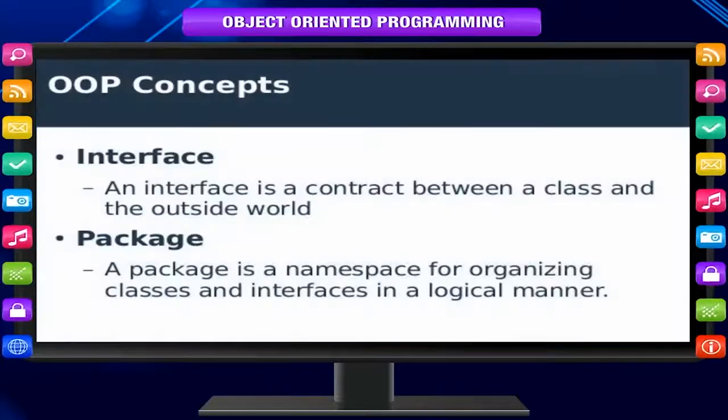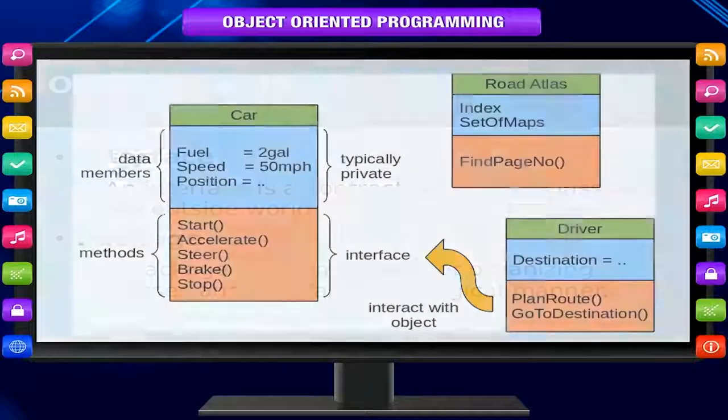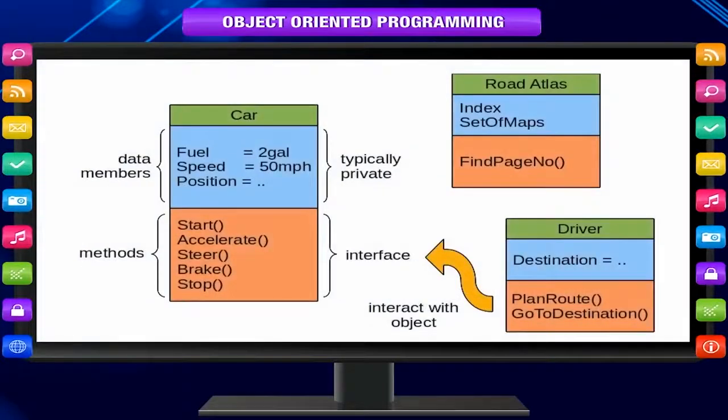Interface. An interface is a contract between a class and the outside world. It is a group of functions that can be implemented by any class. When a class implements an interface, it provides the behavior published by that interface.